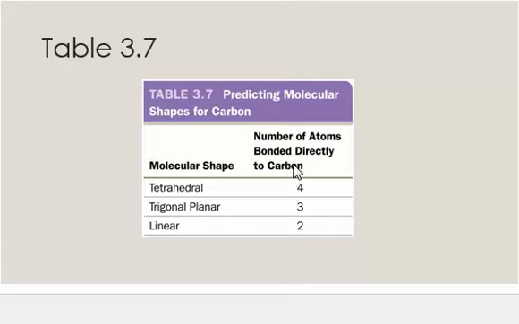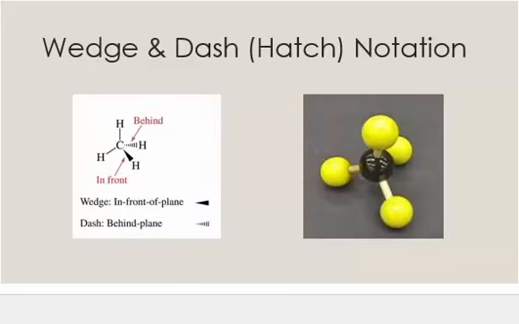If there are 4 atoms bonded directly to carbon, the shape is tetrahedral, and the bond angles are 109.5 degrees. If there are 3 atoms bonded directly to carbon, the molecular shape is trigonal planar, and the bond angles are 120 degrees. If there are 2 atoms bonded directly to carbon, the molecular shape is linear, and the bond angle is 180 degrees.